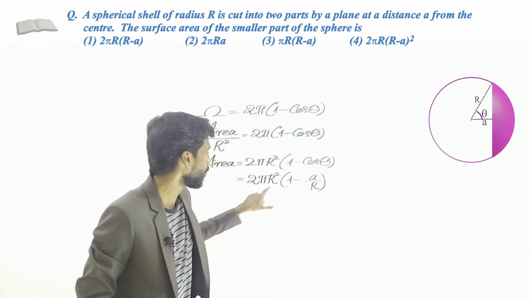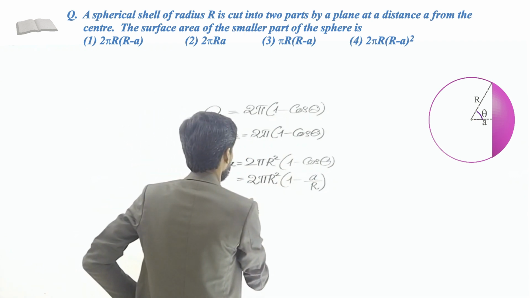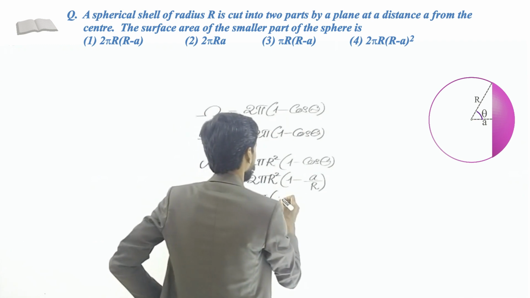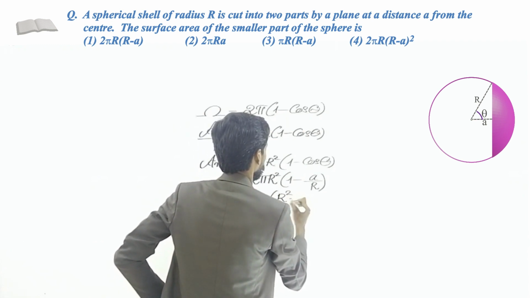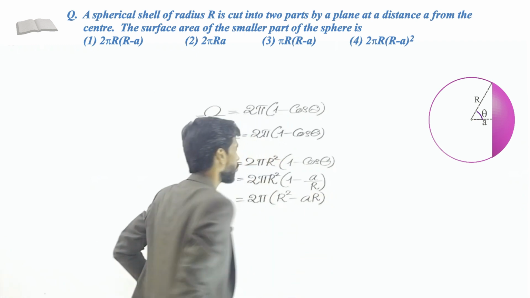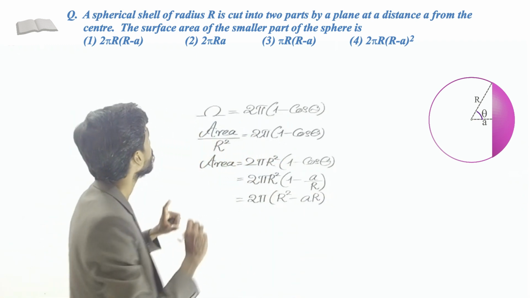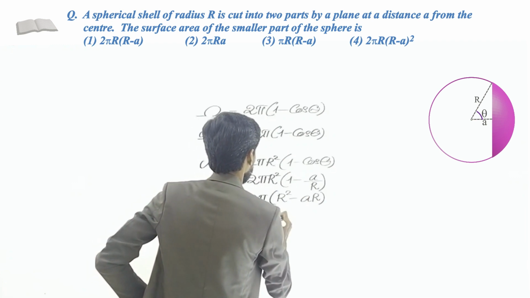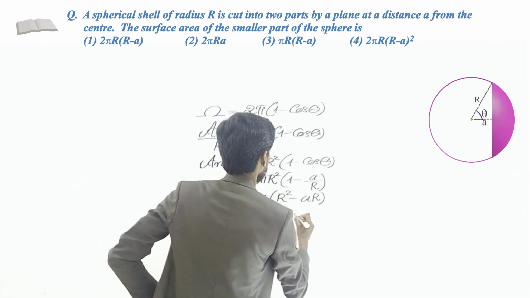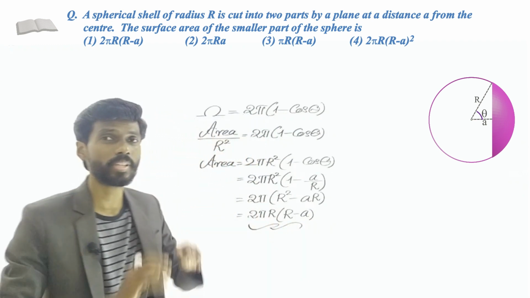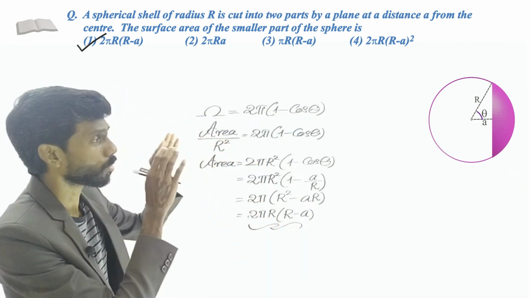If you want, you can multiply this r squared inside. So it is 2 pi multiplied by r squared minus ar. That is the required answer. We'll write it in the form which is given in the question: 2 pi r multiplied by r minus a. So this is the required area of the curved portion of the smaller part of the sphere.